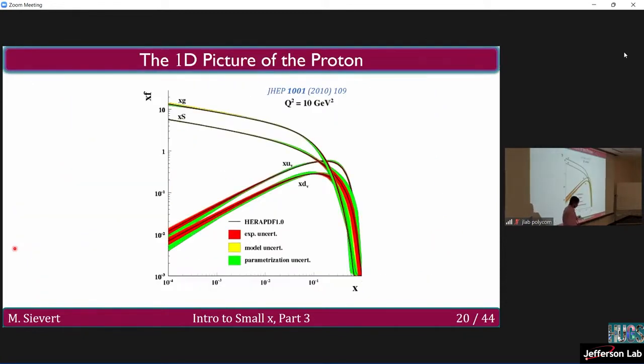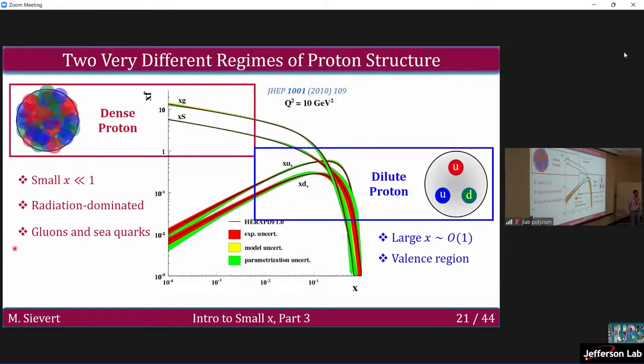So that was our first picture of what's inside the proton. This is a modern picture of what's inside the proton. This is an extraction of the parton distribution functions, number densities of quarks and gluons inside the proton, as extracted from HERA, here shown as a function of X. This is probably familiar to everyone, but let me point out a couple of important features here.